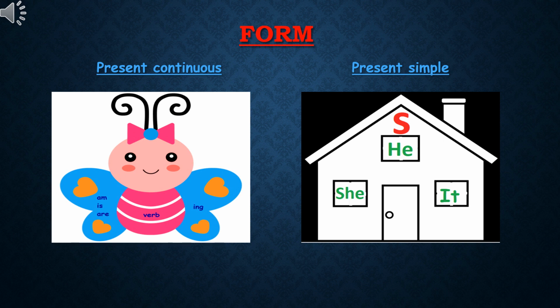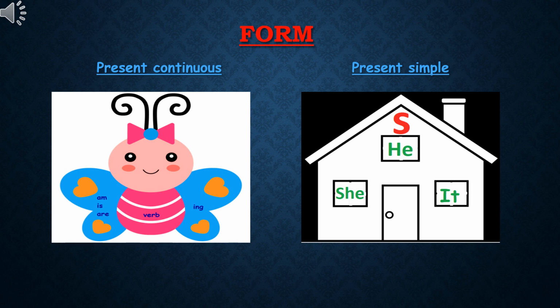Then, let's move to the present simple tense. As we all know it, it's called the S house. Who are the pronouns that are inside the S house? Yes, he, she, and it. So, make sure that with he, she, and it, in the present simple tense, you have S. And of course, we said before that we have something called ES and IES.